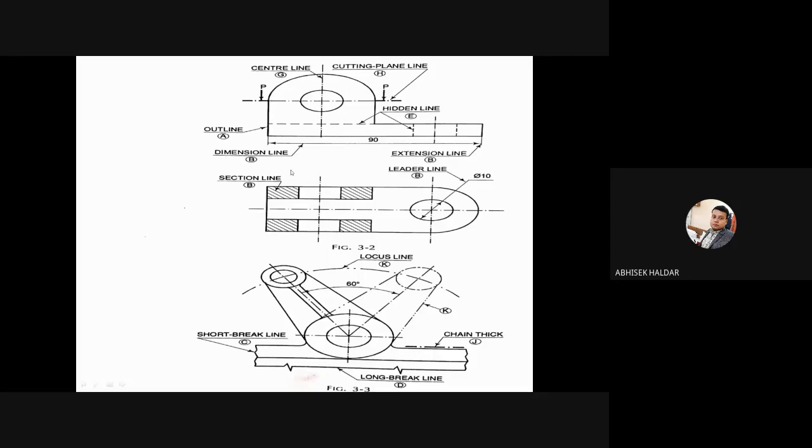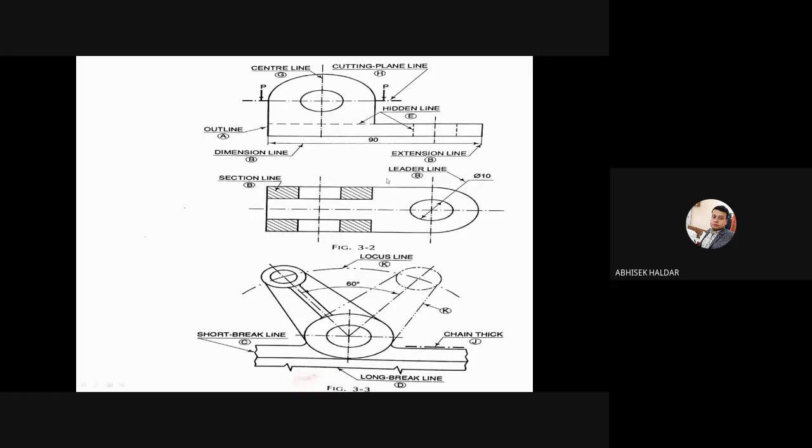In the next slide I will show you much more about dimensioning. There are two ways of dimensioning, but as of now just keep in your mind that this is the way you have to give the dimensions. These lines are called the extension line and the dimension line.